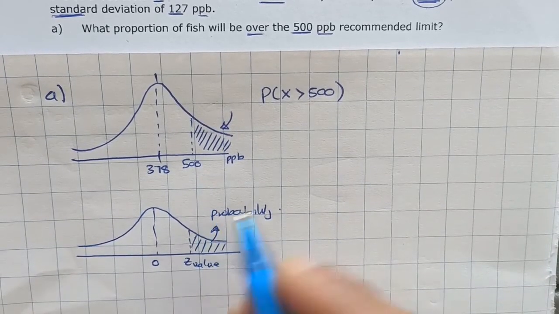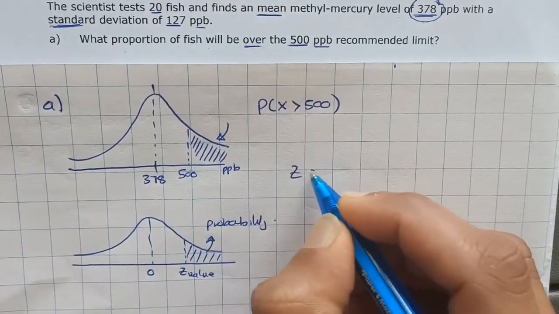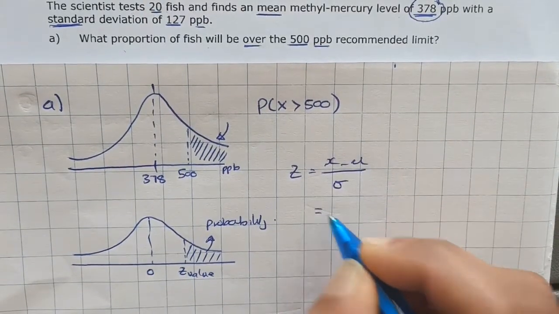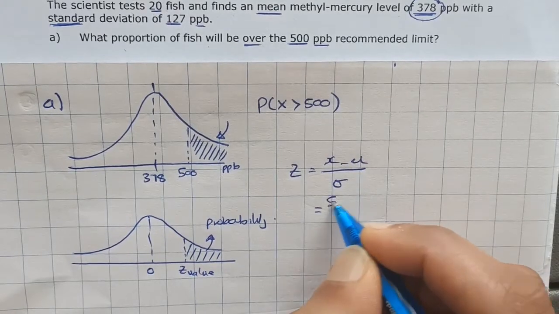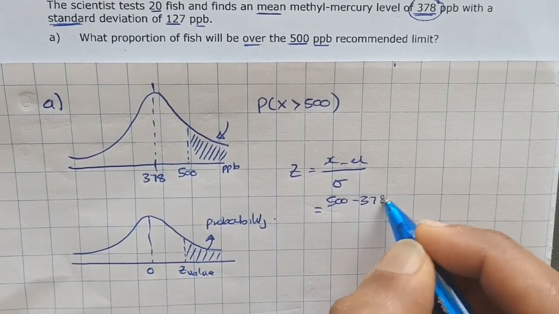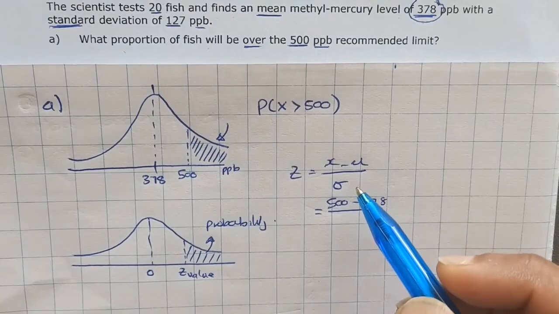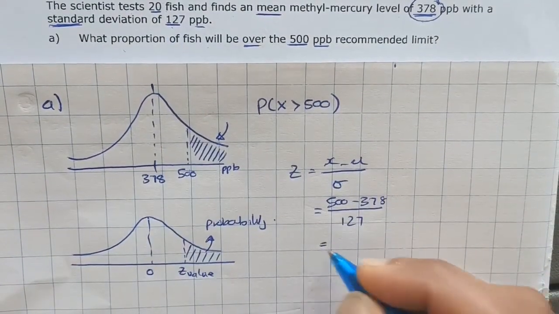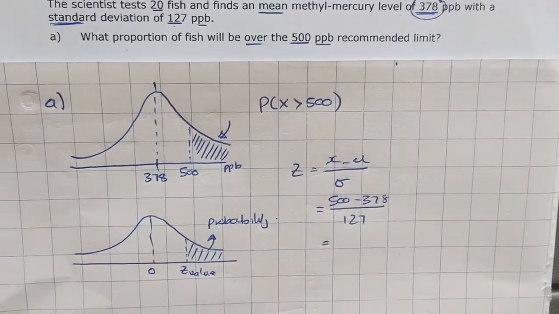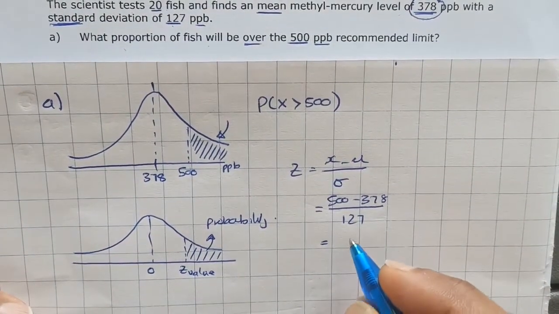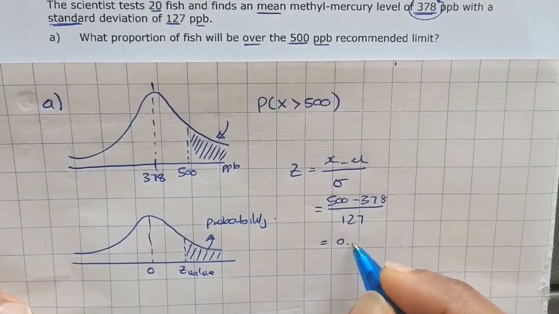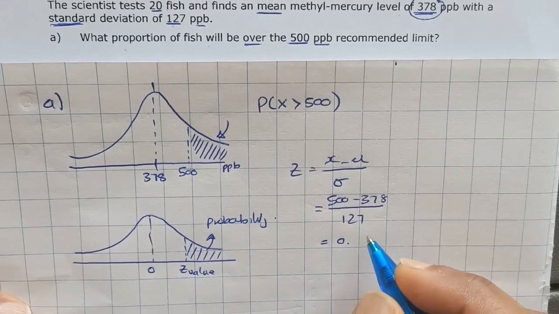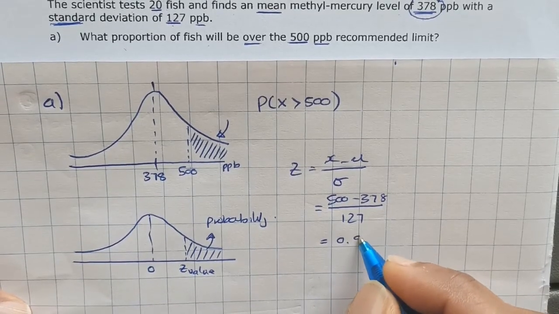So to get this Z value, we use this coding, which is Z equals X minus mu over sigma. And at the moment, we have 500 minus 378, and we're dividing it by our standard deviation, which was given as 127 in our question. We put this on a calculator and we end up with, sorry, the Z value, not the probability, 0.9606.